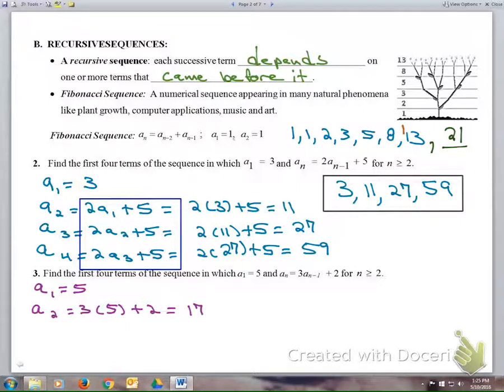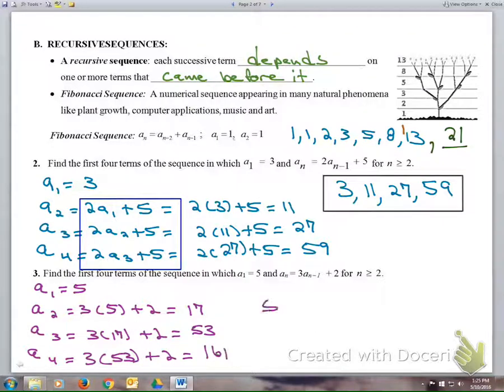All right. So see if you can try and find the last 2 terms, the third term and the fourth term. Alrighty, here we go. So again, the 17 was the second term, so 3 times 17 plus 2 gives me the third term. And then 3 times 53 plus 2 gives me the fourth term. And then we list all our terms.